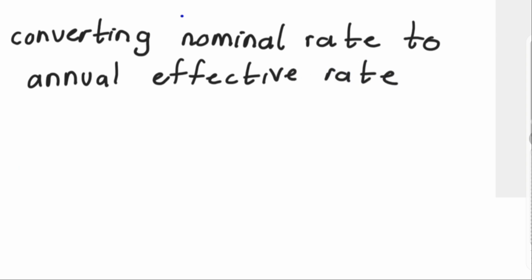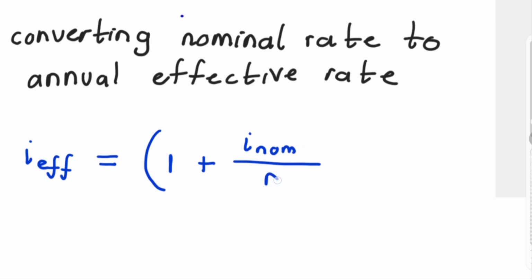And the formula for that is the effective interest rate is equal to (1 plus the nominal interest rate over n) raised to the exponent n, minus 1. Here, this is the effective interest rate and this is your nominal interest rate. The n in both cases will always be the same. This n and this n is the same.